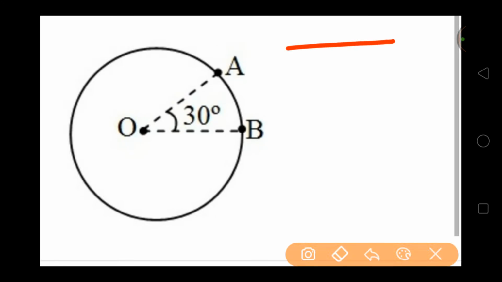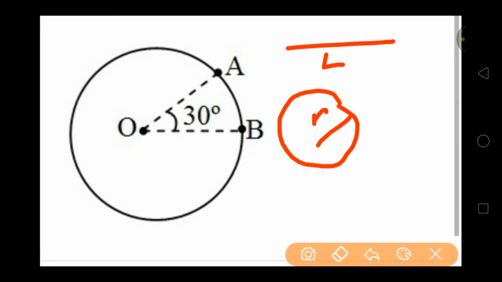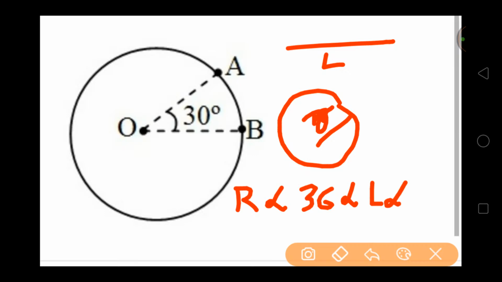So initially a wire of length L. Next you are bending it in the form of a circle of radius R. So what can we say? R is equal to rho L by A. R is proportional to L only. So assume small r radius. So R is proportional to, that is 36 ohm is proportional to L, which is nothing but 2 pi R. So 2 pi R is proportional to 36.